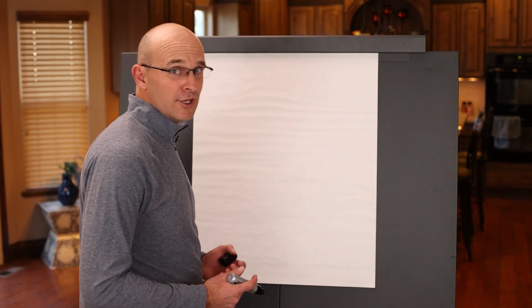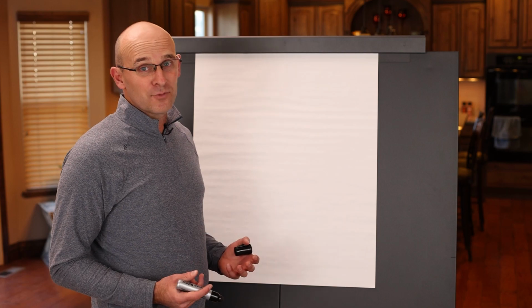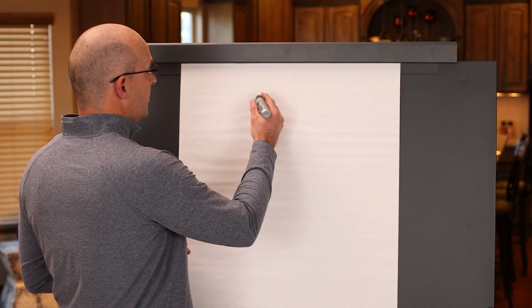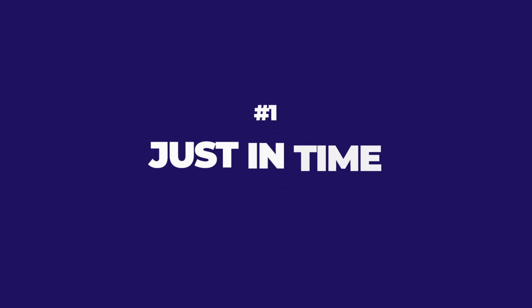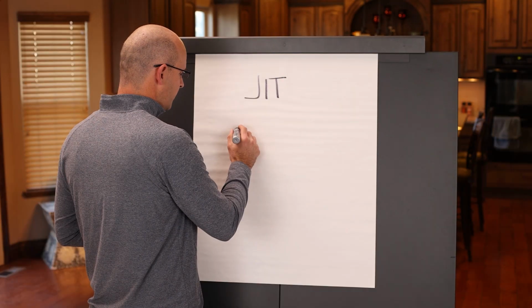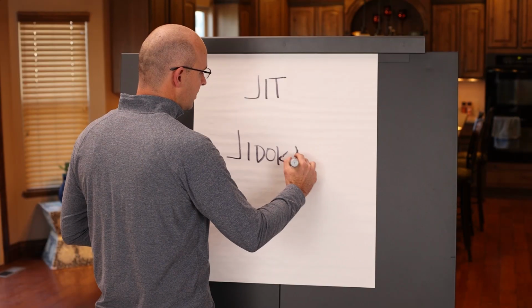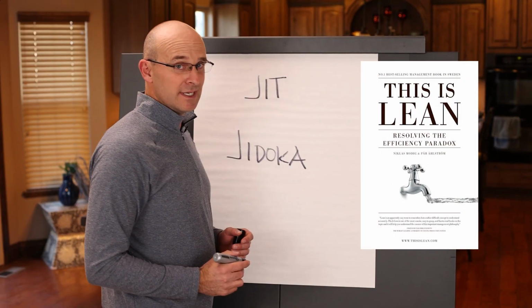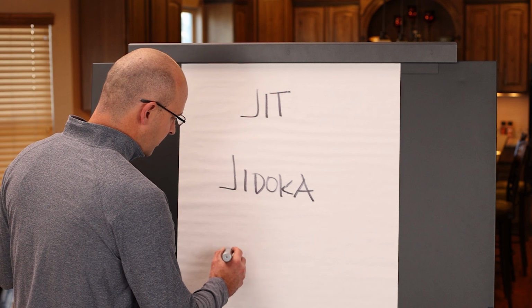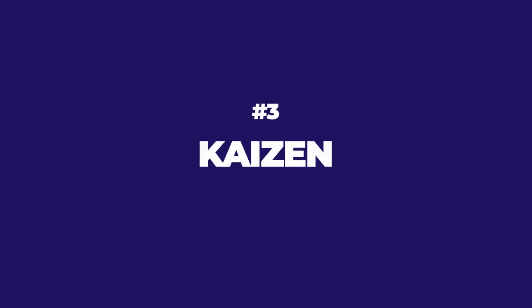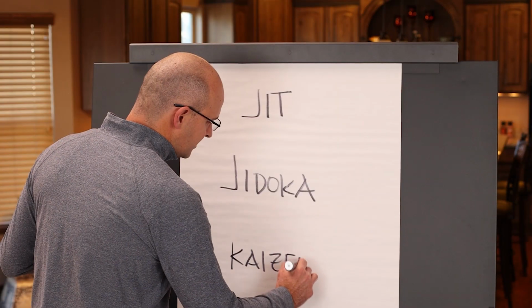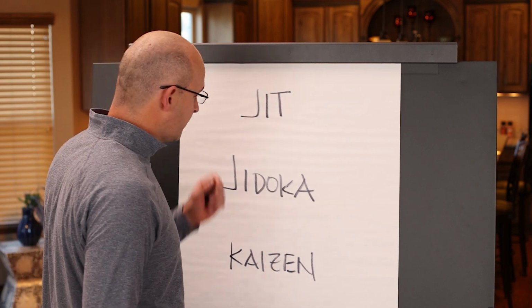Let me come over here to the notepad and explain 3 concepts. So number 1, it's just in time. So I'm going to abbreviate that with JIT. The other one is Jidoka. And Nicholas Modig talks a lot about this in his book, This is Lean. And then I'm going to talk about one called Kaizen. So each of these have very specific meanings. Let me go through those right now.